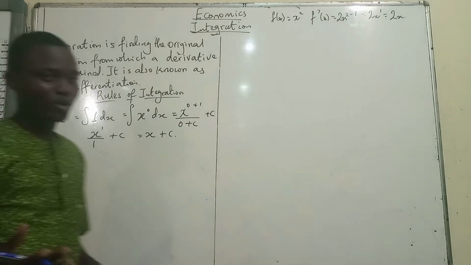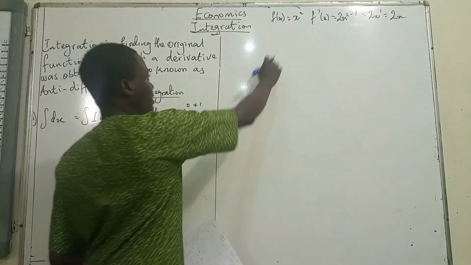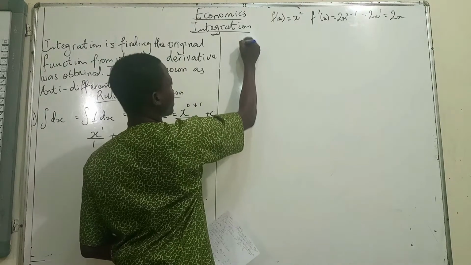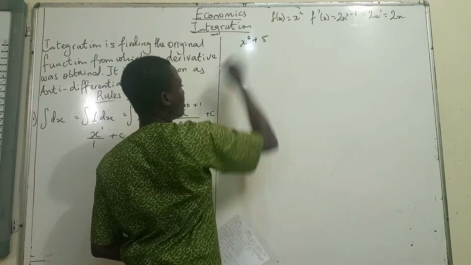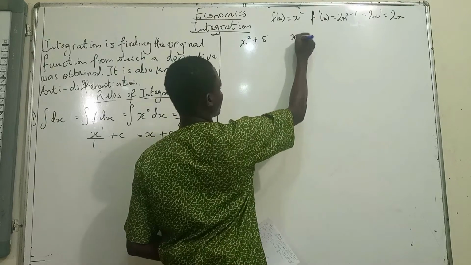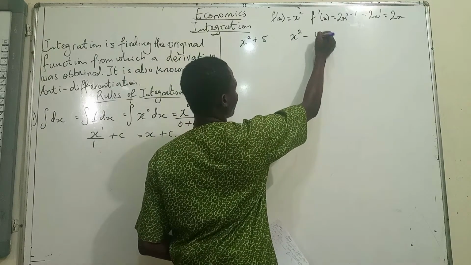Now, why do we have a constant? Let me say this is not x squared, but x squared plus 5, for example, and there is another one that is x squared minus 15.